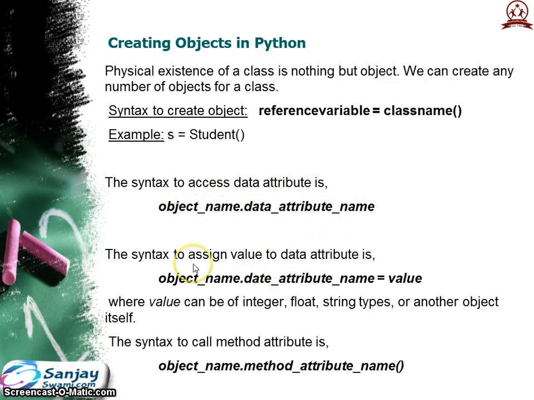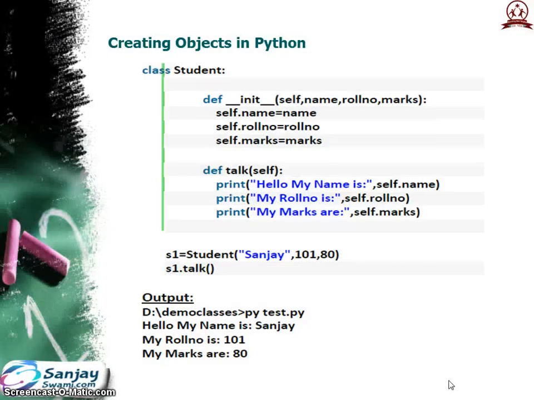The syntax for assigning values to a data attribute is object name dot data attribute equals the given value, where the value can be of integer, float, string types, or any other object itself. The syntax to call the method attribute is somewhat like this: object name dot method attribute name.